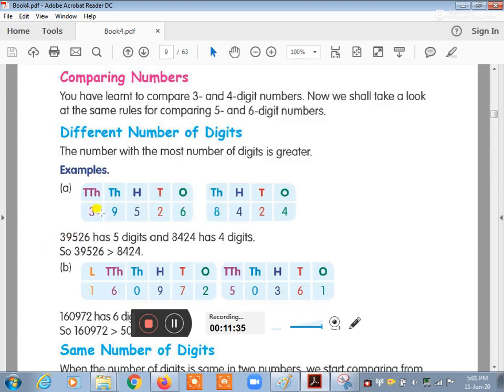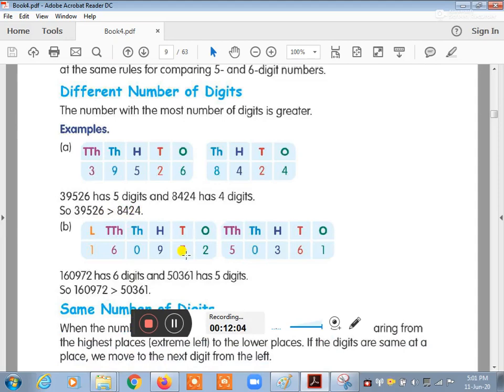So here is 39,526. So here is 8,424. So obviously the 5-digit number is greater than the 4-digit number. So 39,526 is a 5-digit number and 8,424 is a 4-digit number. So 39,526 is greater than 8,424. So here is the 5-digit, here is the 6-digit number, and here is the 5-digit number. So obviously the 6-digit number is greater than the 5-digit number. So this is one rule.